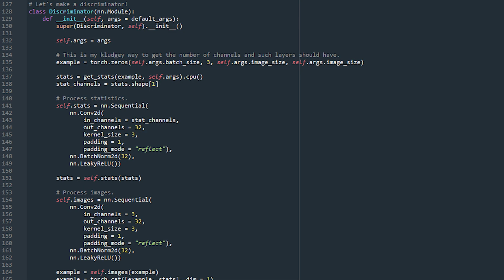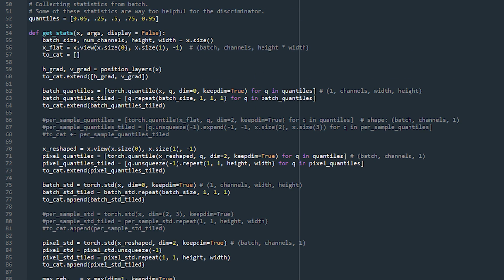The discriminator, I'm making it a bit more complicated than it needs to be, because you know me. The discriminator, it's not going to just get a batch of pictures. It's also going to get a whole bunch of statistics about those pictures, like the quantiles, how much green is in here, how much red is supposed to be in here, and it'll use those to compare the statistics of the real pictures we give it and the fake pictures that the generator generated.